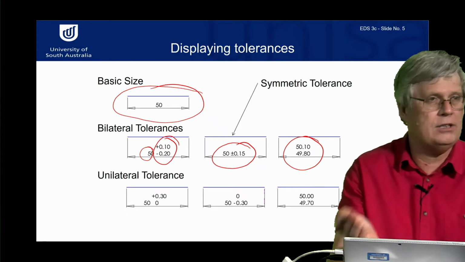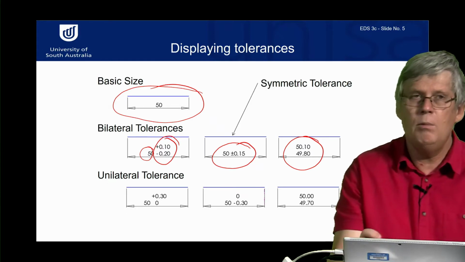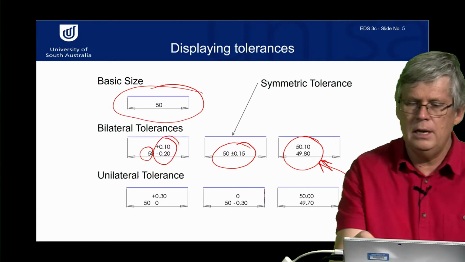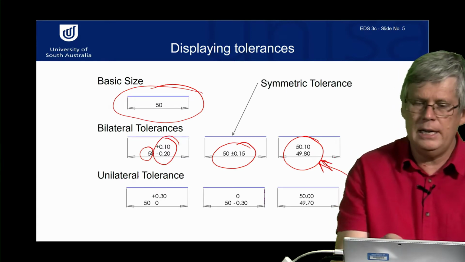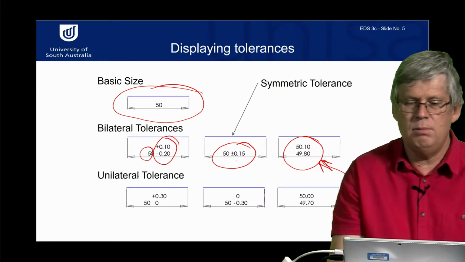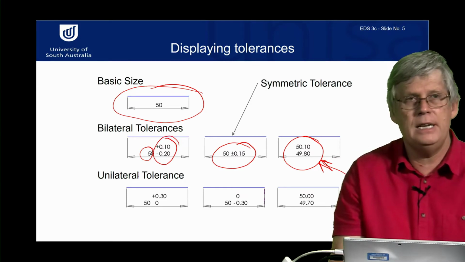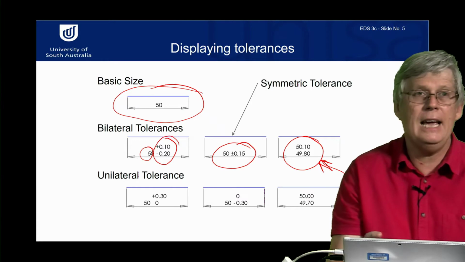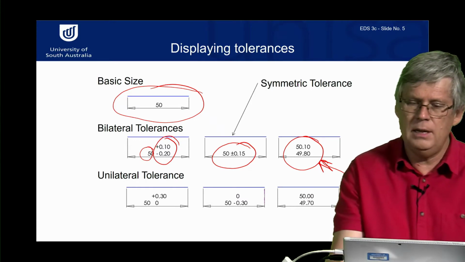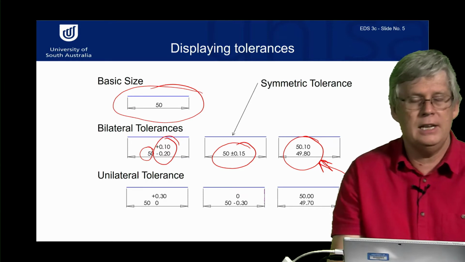We can show a bilateral tolerance by the values. So instead of saying plus so much minus so much, we can actually put the sizes here. This method here is really good. It doesn't rely on somebody to actually do the calculation. What is 50 minus 0.15? Some people need a calculator to do that. Some people will get it wrong. So you can be more precise by putting it together.